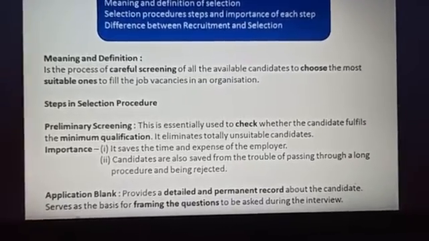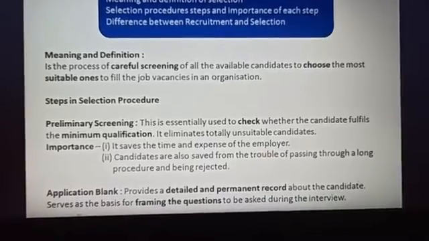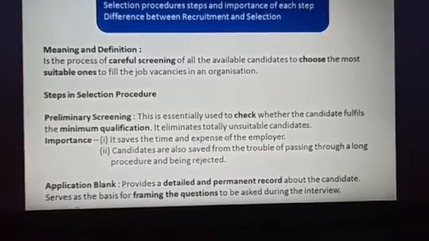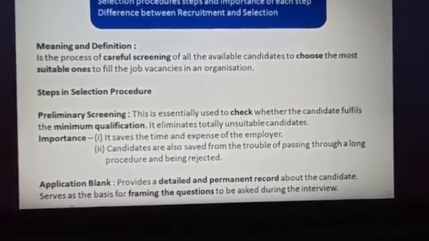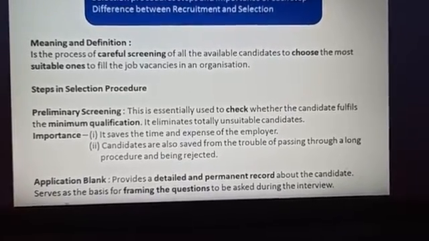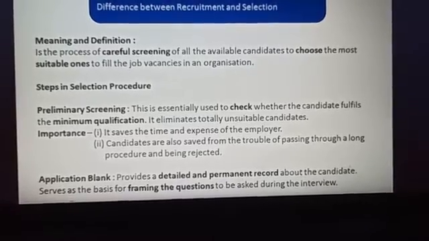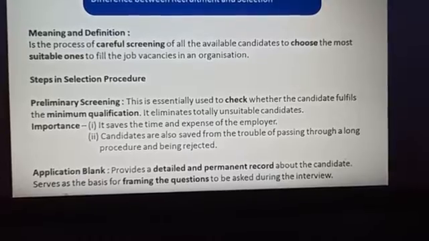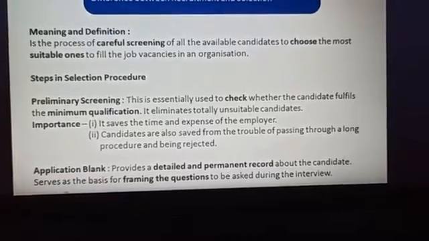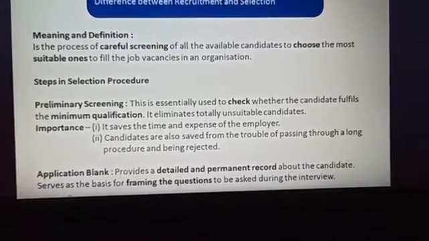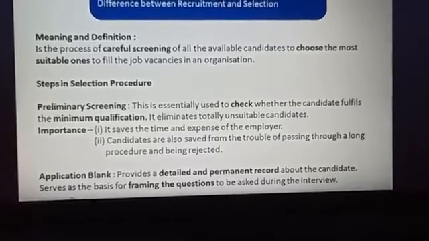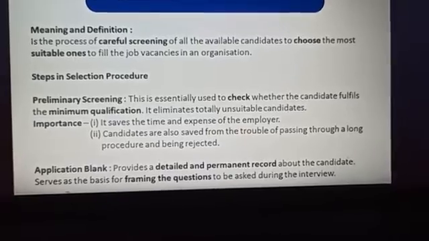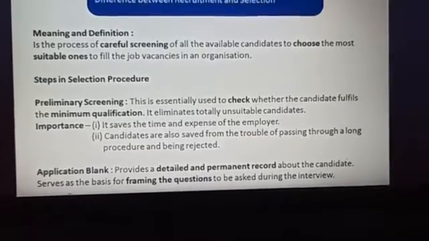Number 1, preliminary screening. This is essential to check whether the candidates fulfill the minimum qualification. It eliminates totally unsuitable candidates. It saves time and expense of the employer. Candidates are also saved from the trouble of passing through a long procedure and ultimately being rejected.